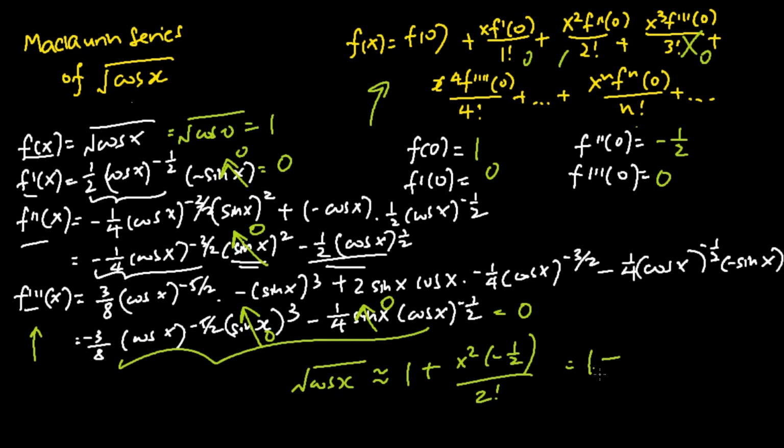Finally, the Maclaurin series of square root of cosine x up to and including the x cubed term will be 1 minus 1/4 x squared.